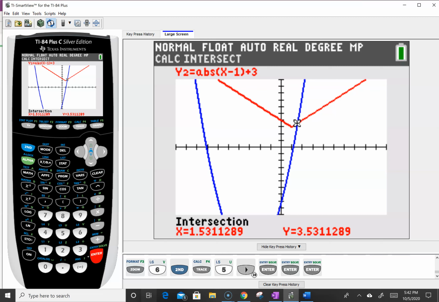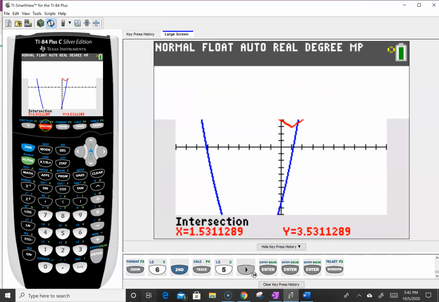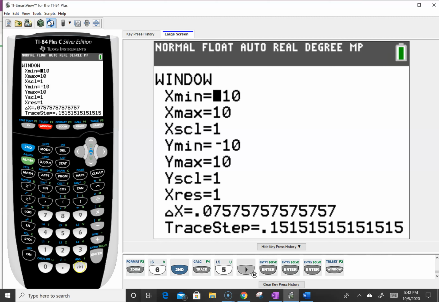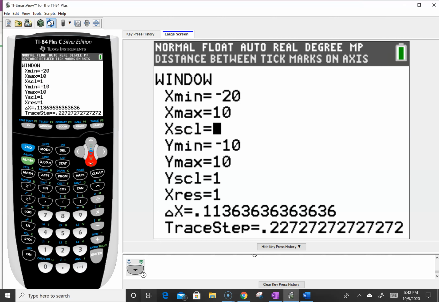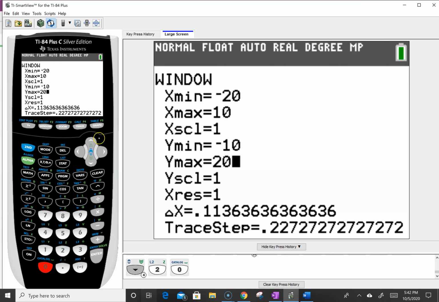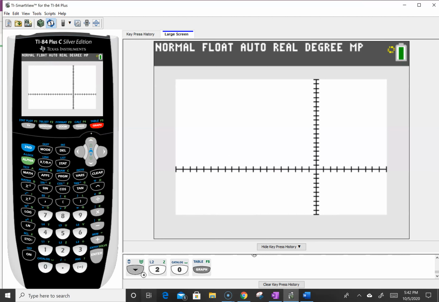Okay, so I'm going to hit enter 3 times, and I see that my first intersection point is 1.531. Okay, now I got to change my window. As I'm thinking about my window, I need it more to the left, which is negative x, and I need it more to the up, which is positive y. So I need to change my negative x and my positive y. So I'm going to go to my window. So I'm going to change my negative x to negative 20. Leave everything else the same. And I'm going to change my positive y to 20. And then I'm going to graph it again and see what happens.